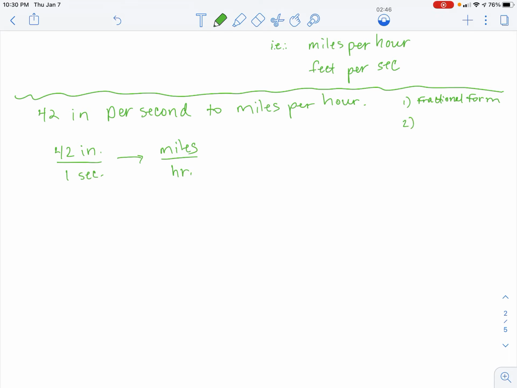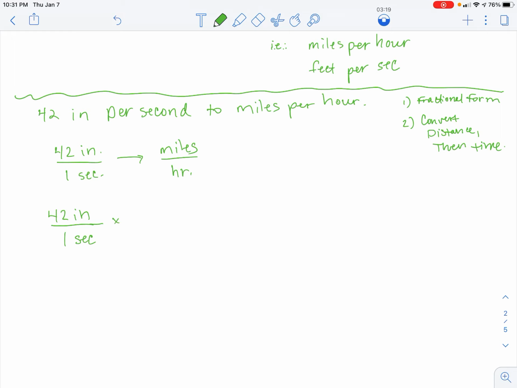Step 2, we always convert the distance first, and then we convert the time. So let's look at this. I'm going to just rewrite this down below. So I have 42 inches per 1 second. I'm going to write second as SEC because if I just put an S, it might end up looking like a 5, and I want to be careful about that.